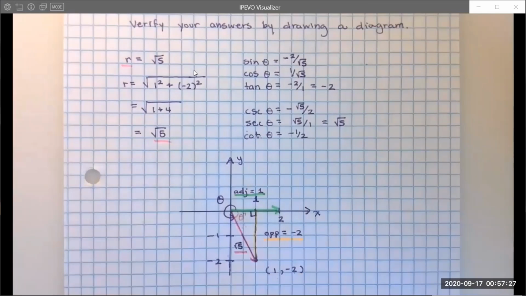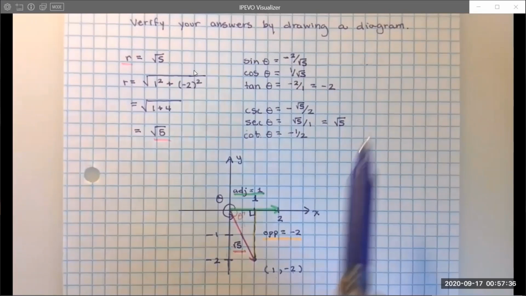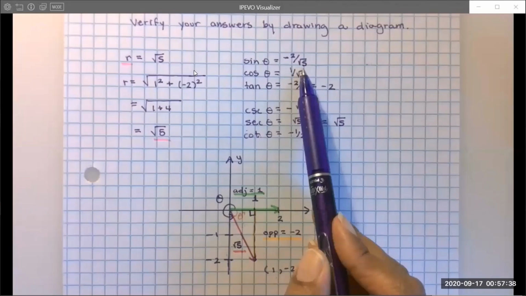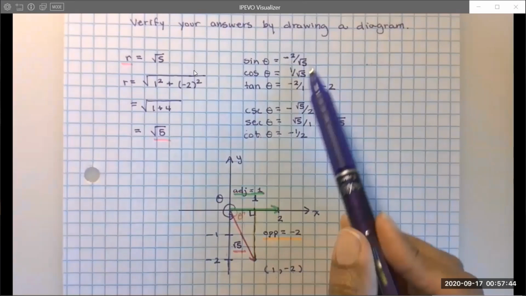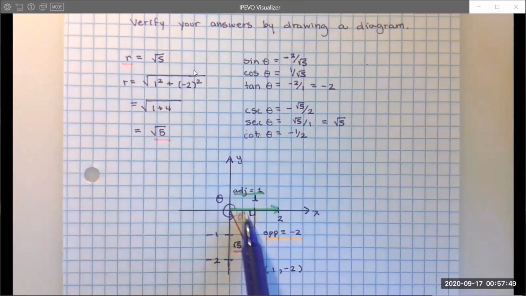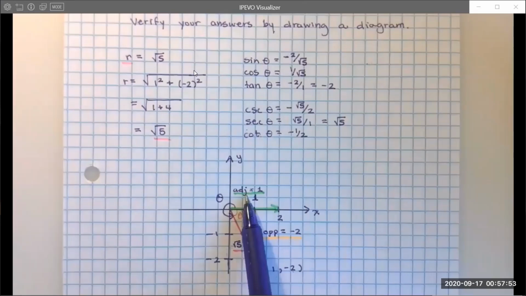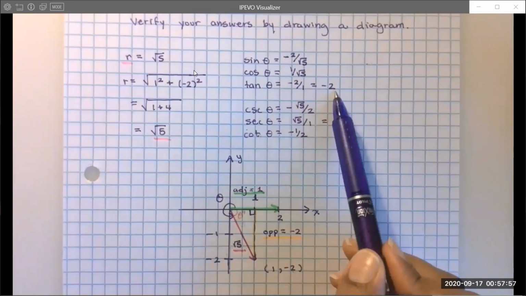Okay, so now to verify, sine would be opposite, which is -2, over hypotenuse, and that's square root of 5, and that's exactly what we have. Cosine would be adjacent, which is 1, over square root of 5, that's exactly what we have. And then tangent would be opposite, which is -2, over adjacent, which is 1. So we get -2 over 1, and that gives us -2.